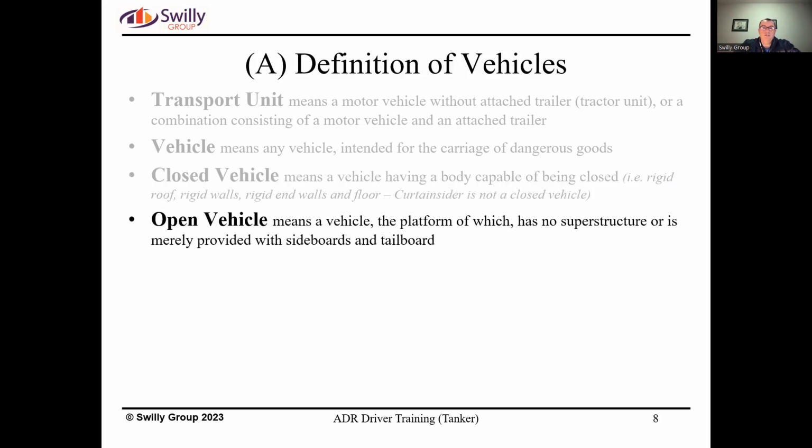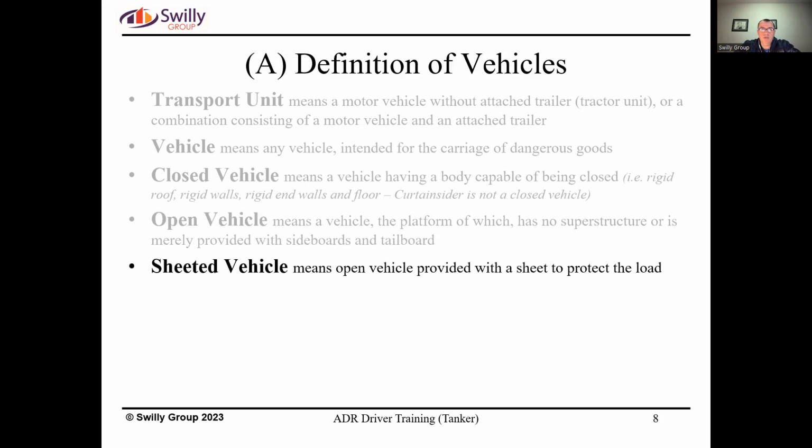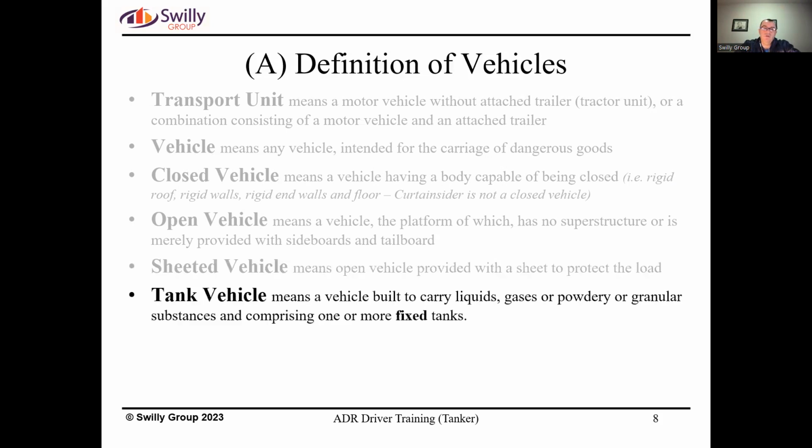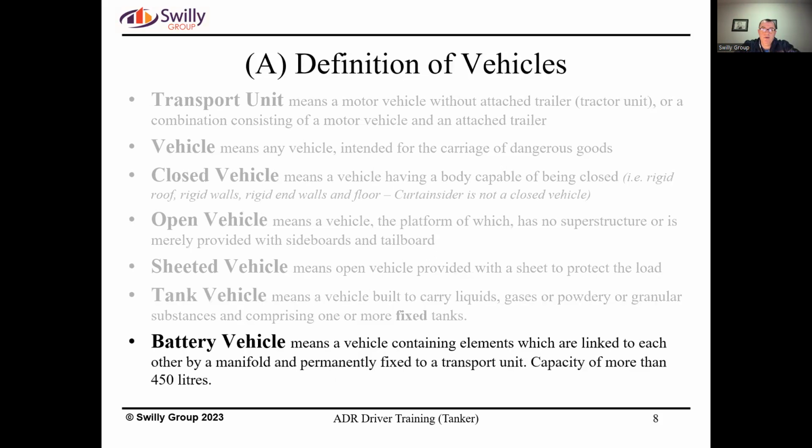Open vehicle, as the name suggests, just a platform, no superstructure there. It might have maybe sideboards and tailboards. Sheeted vehicle then as well. Okay, that's again, you have a sheet over the top of it to protect the load. Tank vehicle, as we suggest, comprised of one or more fixed tanks. Okay, a battery vehicle, then, is any vehicle containing elements which are linked to each other by a manifold or permanently fixed to the transport unit. It's not a commonly used term.